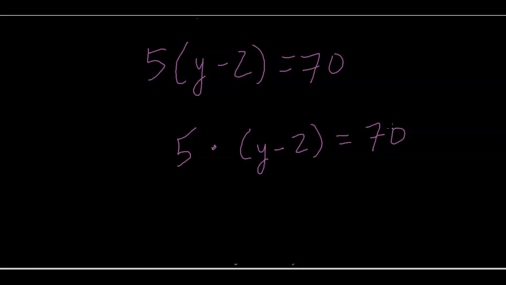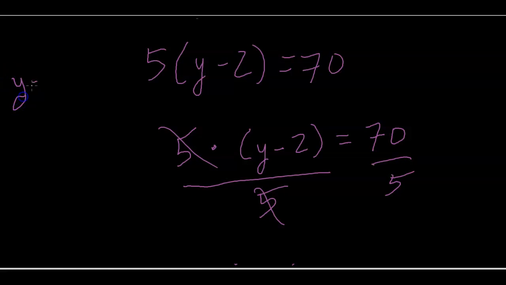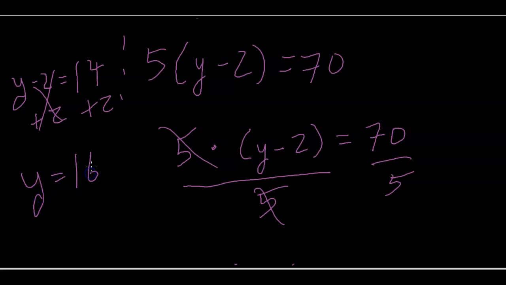We can just get rid of this factor of 5 immediately by just dividing both sides by 5, right? That cancels out the factor of 5 in front of the y minus 2. That leaves us with y minus 2 by itself on the left-hand side, and that equals 70 divided by 5, which is 14. Then we just have y minus 2 equals 14. Simple one-step equation, just add 2 to both sides. We have y alone by itself now, and it equals 14 plus 2, 16. Exact same result, right? So both methods are equally valid.